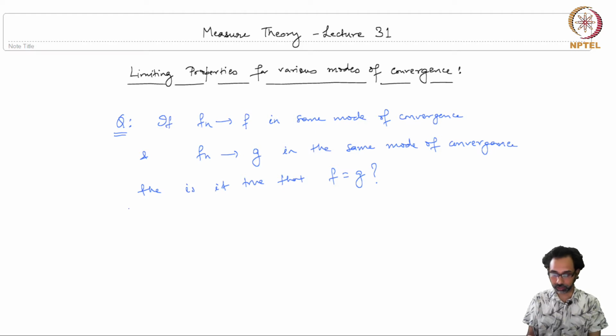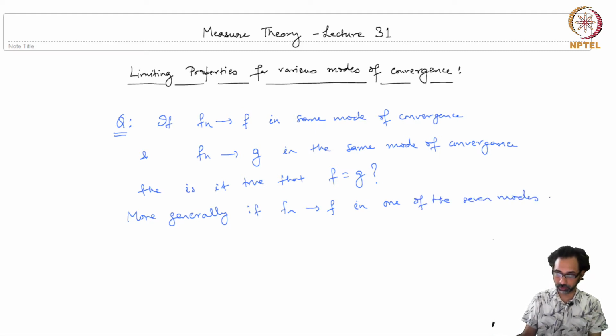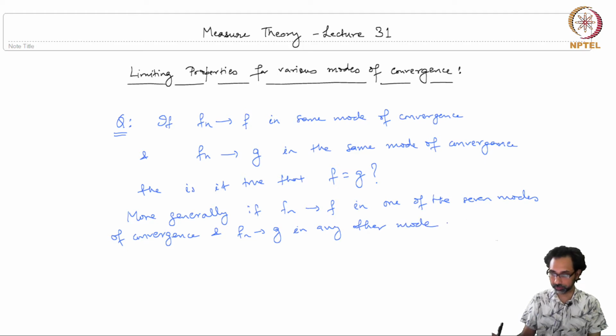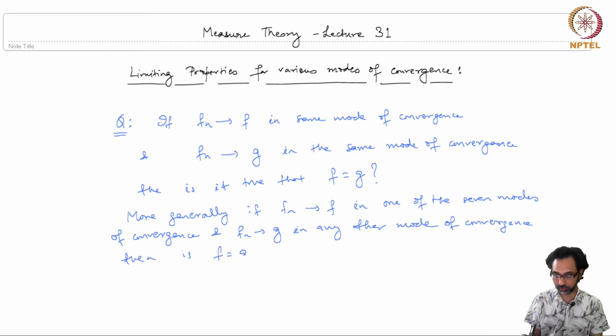And in fact, we can ask a more general question. More generally, if Fn converges to F in one of the seven modes of convergence, and Fn converges to G in any other mode of convergence, then is F equal to G?